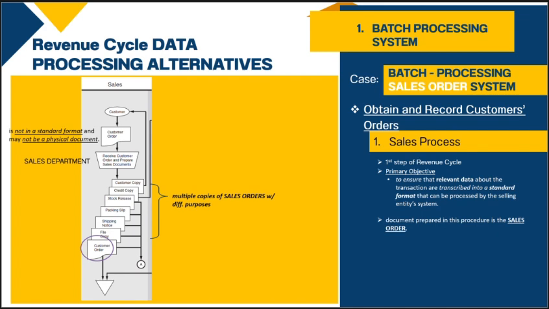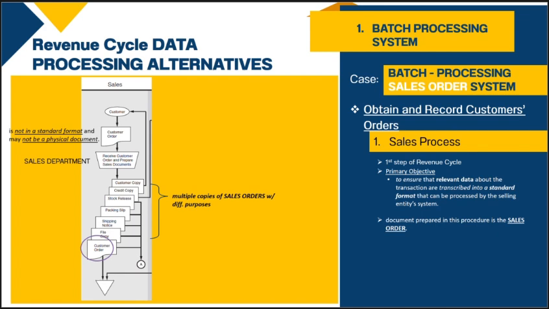Now, the primary objective of this step, which is the sales process, is to ensure that the relevant data about the transaction are transcribed into a standard format that can be processed by the selling entity's system. The document prepared in this procedure is called the sales order. The sales order captures vital information such as the customer's name and address, account number, and the item's name, number, and description, and the quantities and unit prices of the item sold, and also other financial information such as the taxes, discounts, and freight charges.